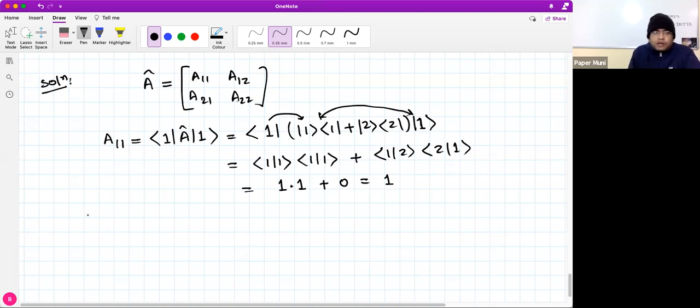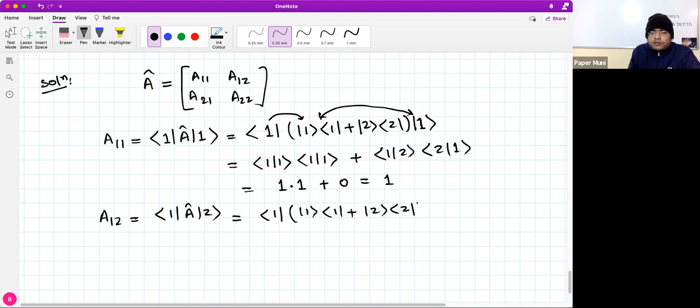Similarly, we can find out the other ones. You can calculate it yourself. This second element is this. So you can directly write it down if you want. I'll just do it on the screen. Just check it. So we have this now. This is a 2, not a 1. So in this case, what happens? The first term will be 1, 1, and the second term is 2. This is 1, 2. This is 2, 2.